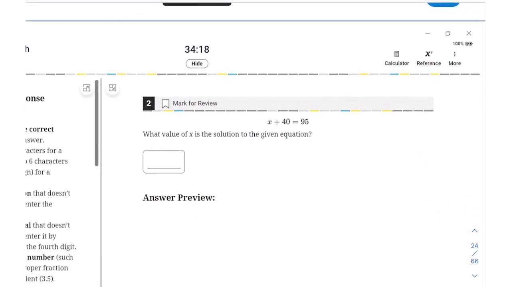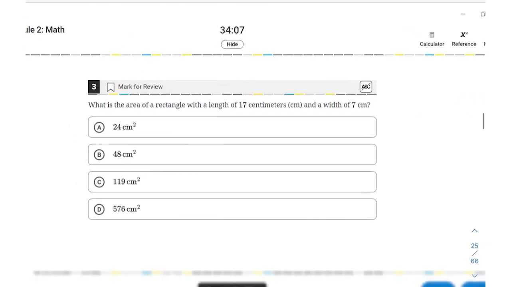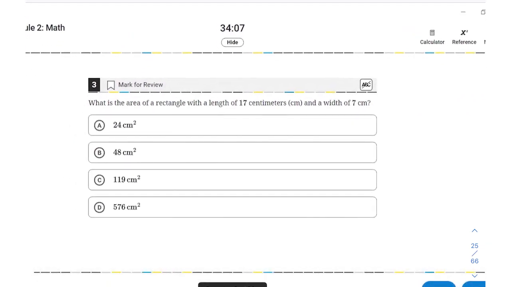Here we have a student-produced response. What value of x is the solution to the given equation? To solve for x, we have to isolate it, which means we have to subtract 40 from both sides. When we do, 95 minus 40 will give us x equals 55. All right, let's keep on trucking. We're going to work through these pretty quickly here.